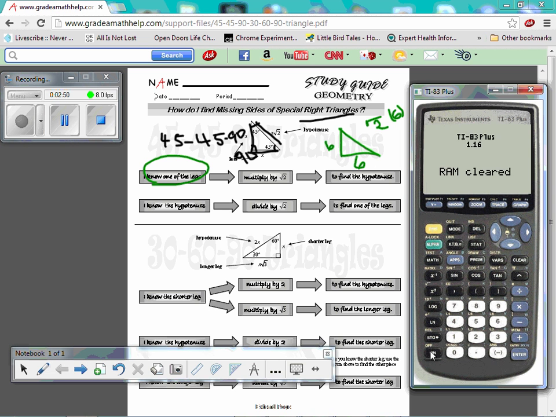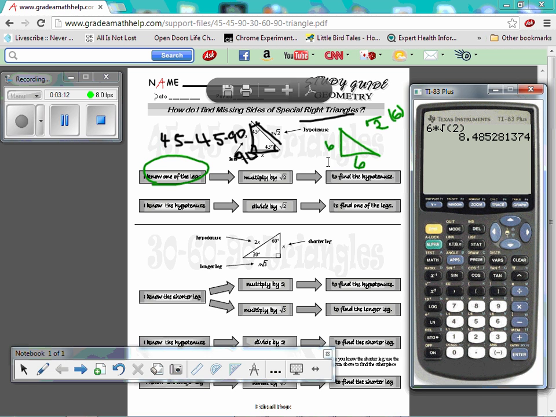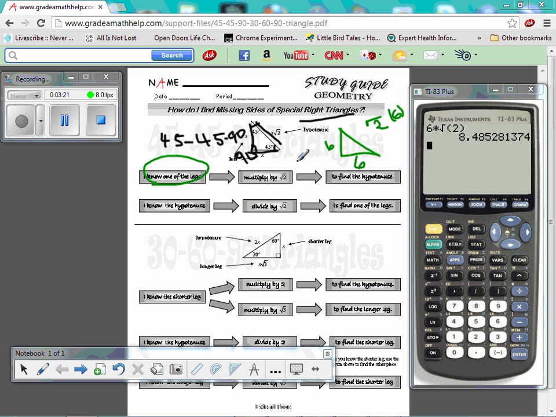We will multiply 6 times root 2 and enter. And so we see from there the answer would be 6 root 2. Sometimes if you want to just leave it as 6 root 2 in your answer, that's correct, because you're multiplying 6 times root 2 and you get 6 root 2 as your answer.